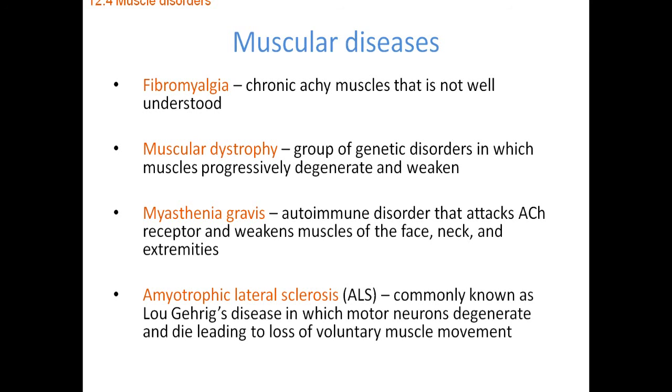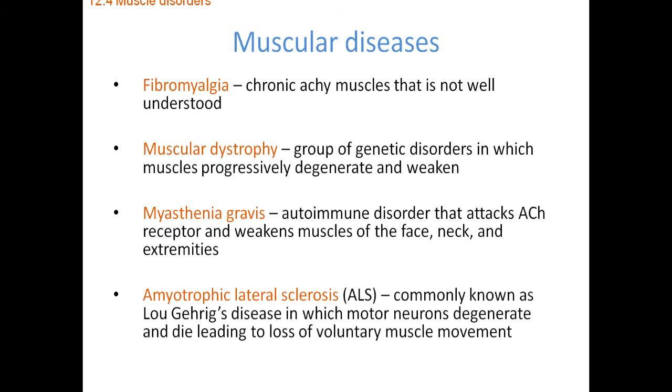Muscular dystrophy. This is a genetic disorder, and what happens is the muscles progressively get weaker. They break down. The muscle fibers die. Fat takes the place of them. So you can't move your body parts like you used to be able to.